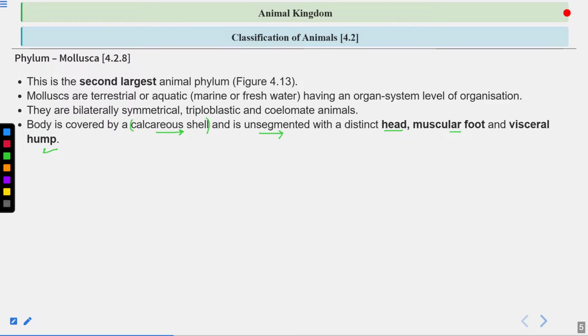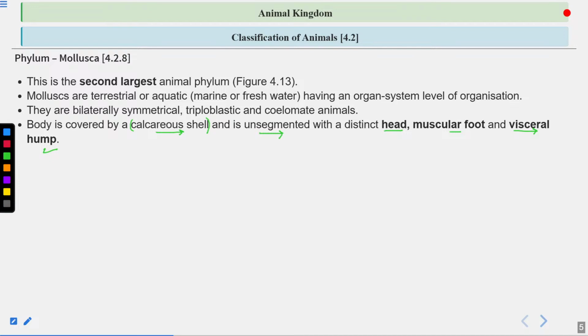Now, what is this visceral hump? This visceral hump is a soft spongy layer of tissues covering the internal organs. The word visceral is related to the internal organs. In humans, they have visceral organs also. Visceral organs means internal organs. Clear? For example, you can give the phyla, which is snail. This is an example of a mollusk.